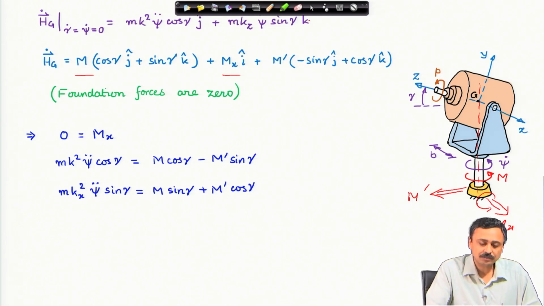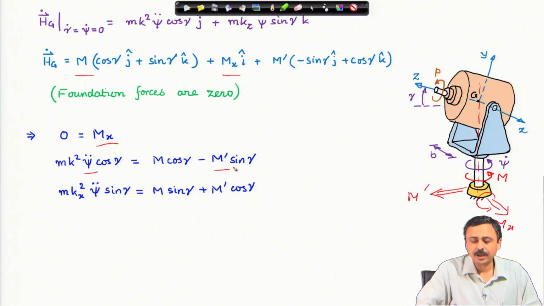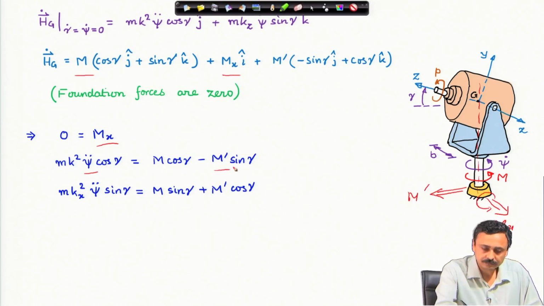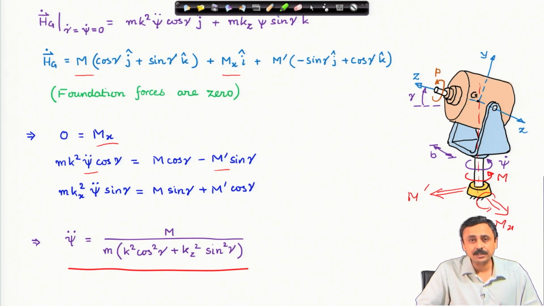I have three unknowns: the moment about x, psi double dot and M prime, and I have three equations, therefore I can solve. If I solve, I get the angular acceleration about that vertical axis just after the moment capital M is applied. Please remember again, this is valid only at time t equal to 0 plus. As soon as the assembly starts to rotate and gamma starts to change, then the analysis changes.